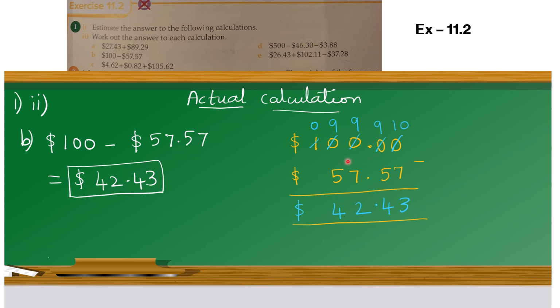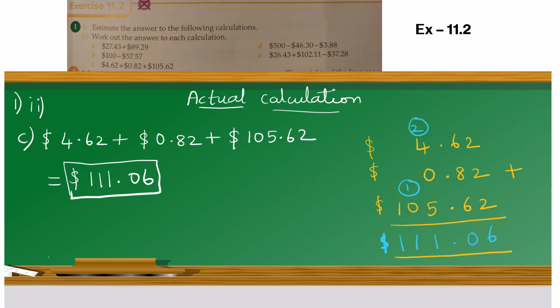So everything is 0. So we have to borrow from 1. So 1 will become 0. Remaining everything is 9. The last one is 10. So 10 minus 7 is 3. 9 minus 5, it's 4. 9 minus 7, it's 2. 9 minus 5, it's 4. With 0. So the final answer is $42.43.